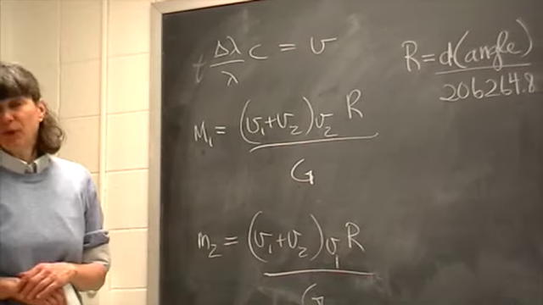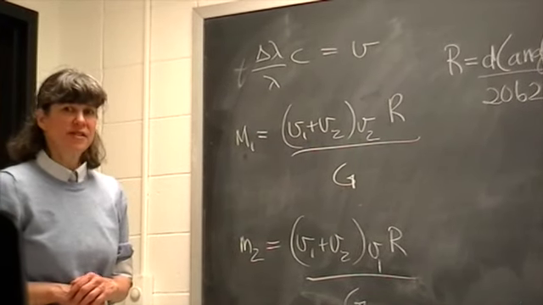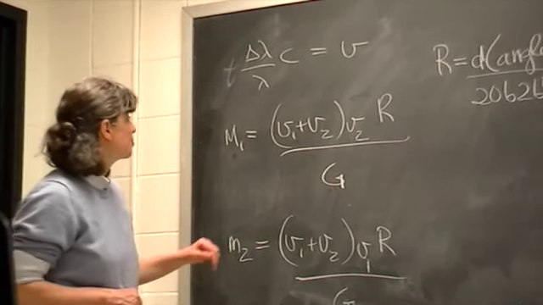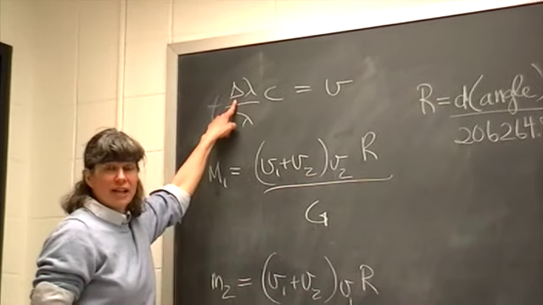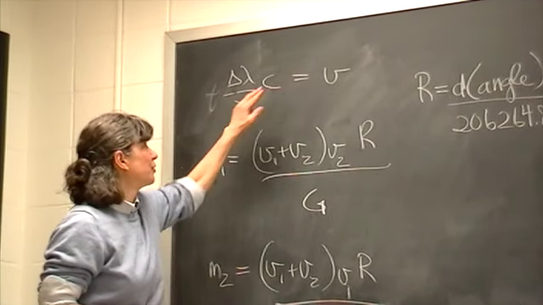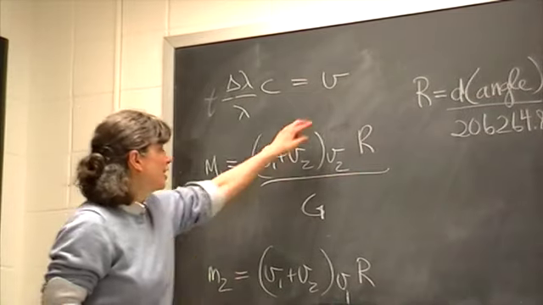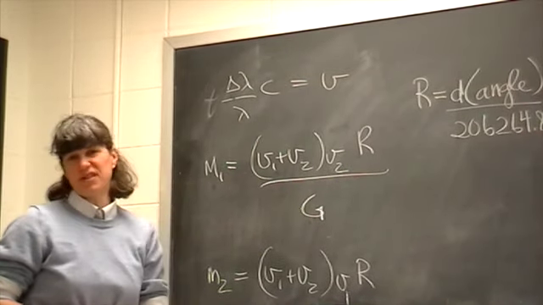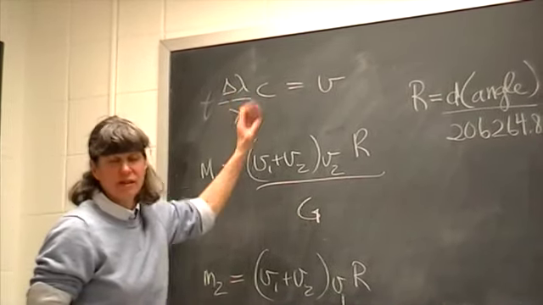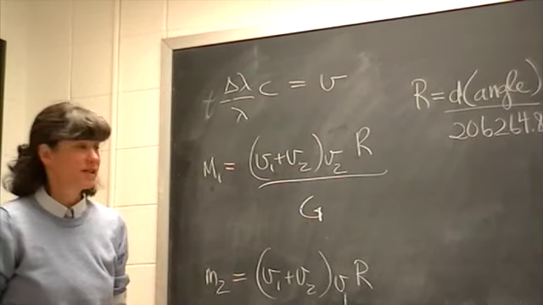The relationship we'll be using to find the speed of the stars is the same relationship we used last week. We'll look at the fractional change in wavelength. We'll multiply that by the speed of light, and that will give us the speed of the stars. Notice you'll need to do this for each of the two stars in the binary system.